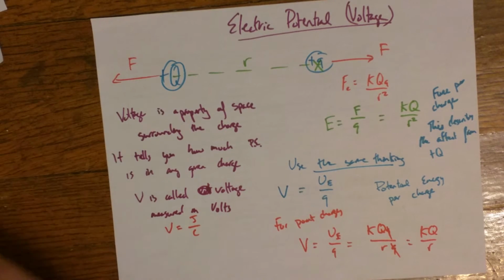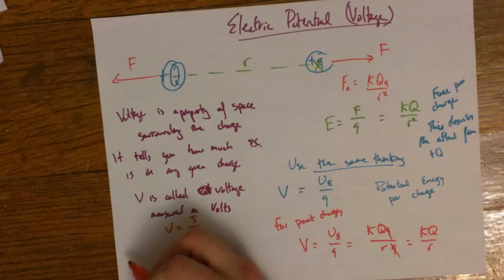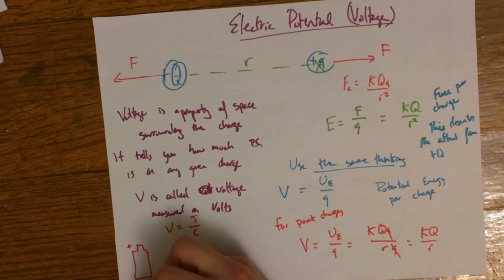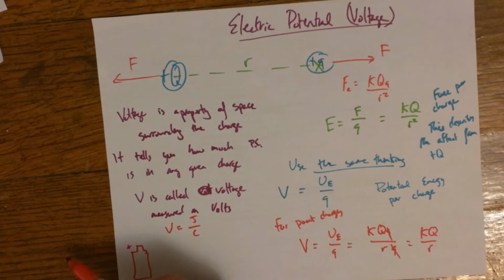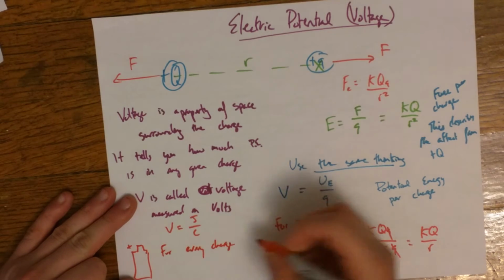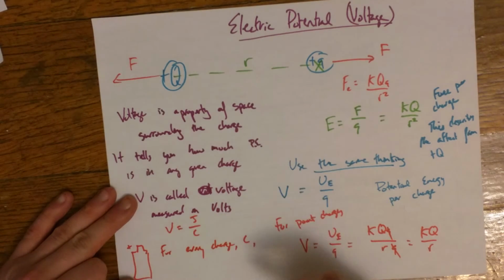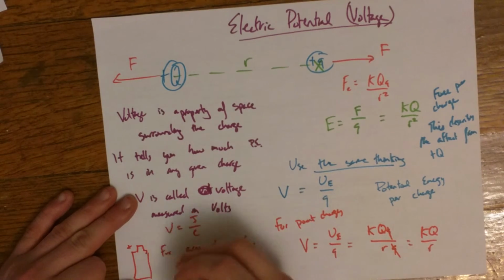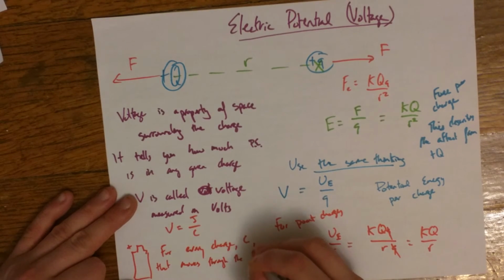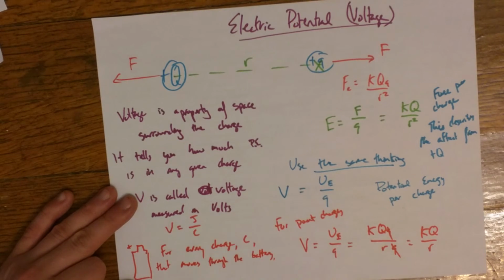And this means that if I say have a battery here with a positive and a negative terminal, positive, negative, for every charge that goes through my battery, that particle gains 1 joule of energy. So for every coulomb of charge, C, that moves through the battery, that charge will gain 1 joule of energy.